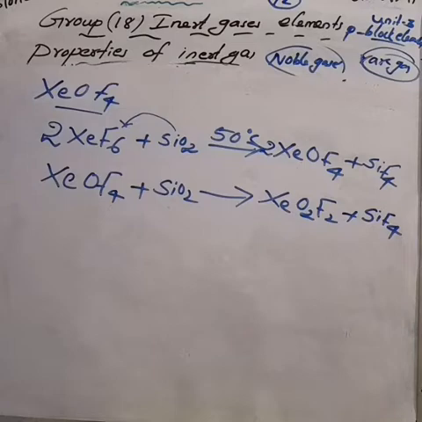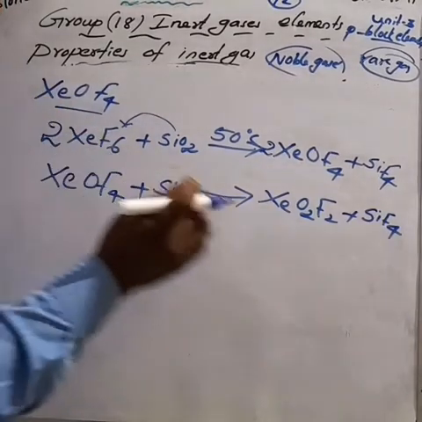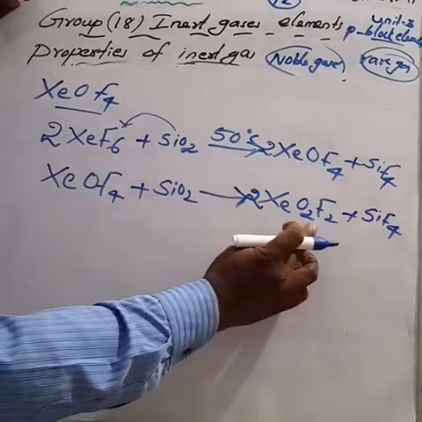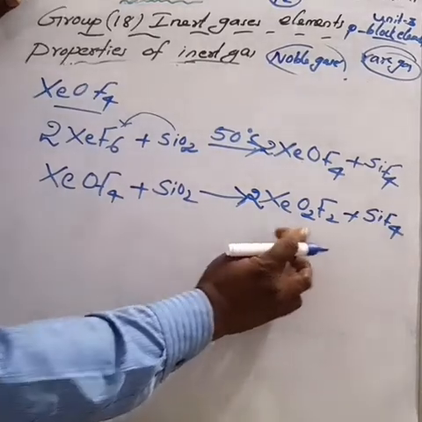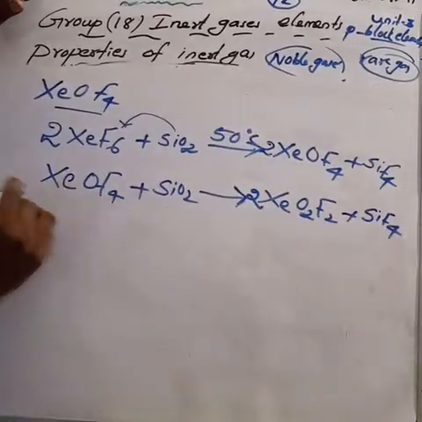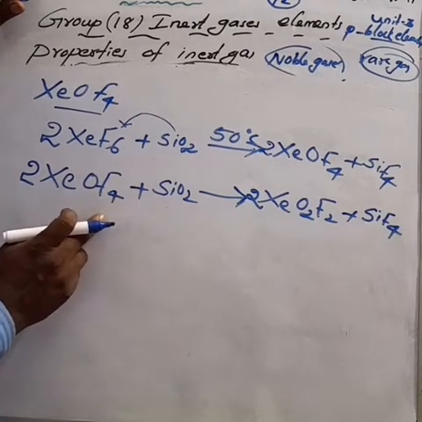On the reactant side there are 3 oxygen, and on the product side only 2 oxygen. So make it 2 on the product side, that is 2XeO2F2. Now the oxygen becomes 4. So make it on the reactant side 2XeOF4. Now the oxygen is balanced.